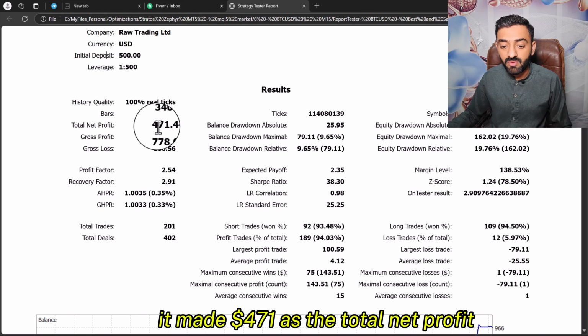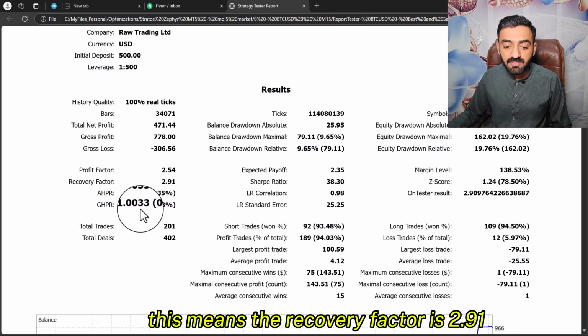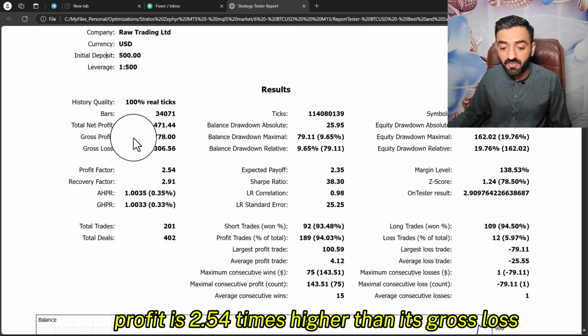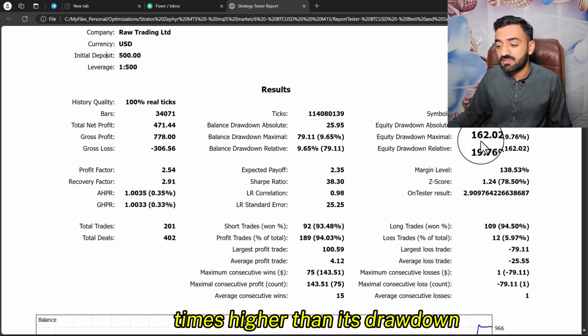It made $471 as the total net profit with a drawdown of $162. This means the recovery factor is 2.91, and also the profit factor is 2.54, which means the gross profit is 2.54 times higher than its gross loss, and the total net profit is 2.91 times higher than its drawdown.